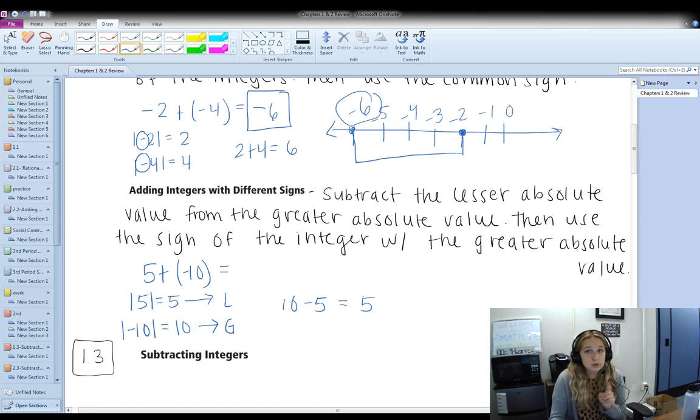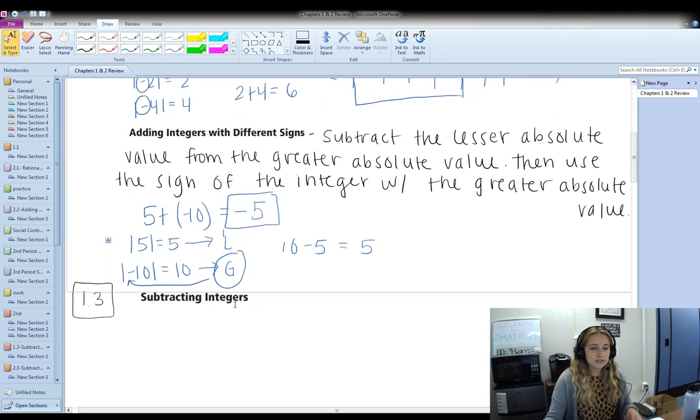Then the last and most important step, you have to take the sign of the integer with the greater absolute value. So you want to go to the greater one, which is this one, and you want to look back at what that integer was and what the sign was. I see it was negative. So therefore, I know it's going to be negative 5. All right. So follow that rule to a T as well. That's what's going to help you.